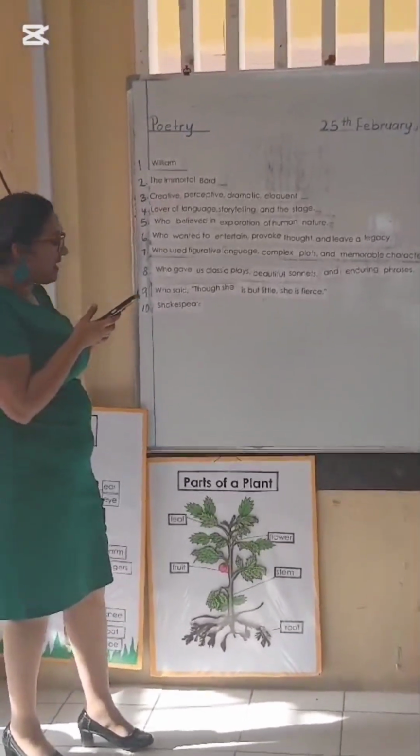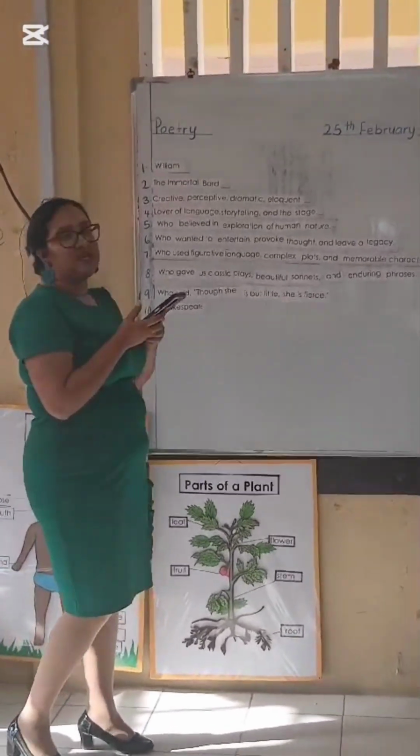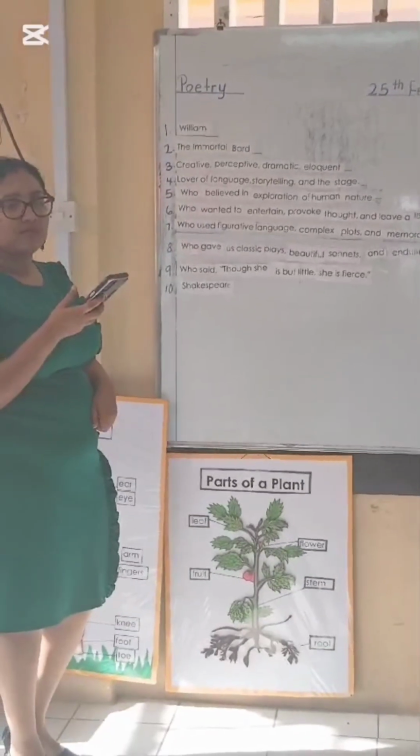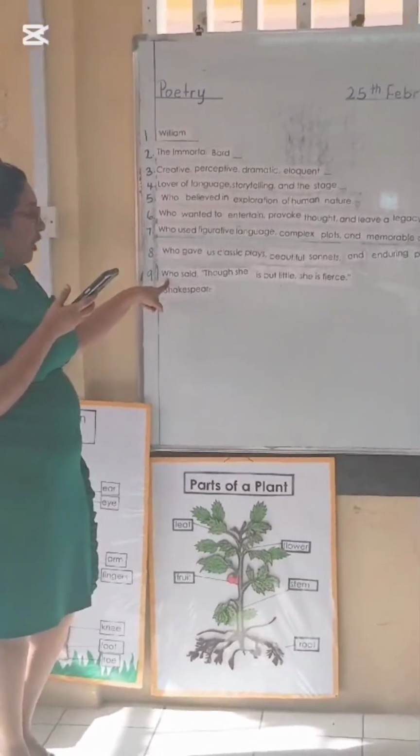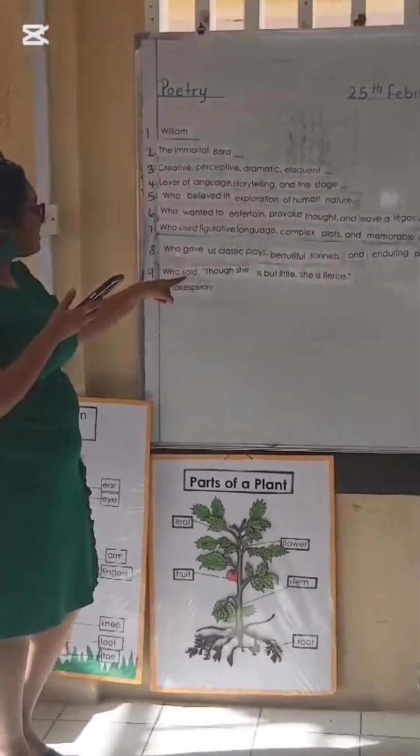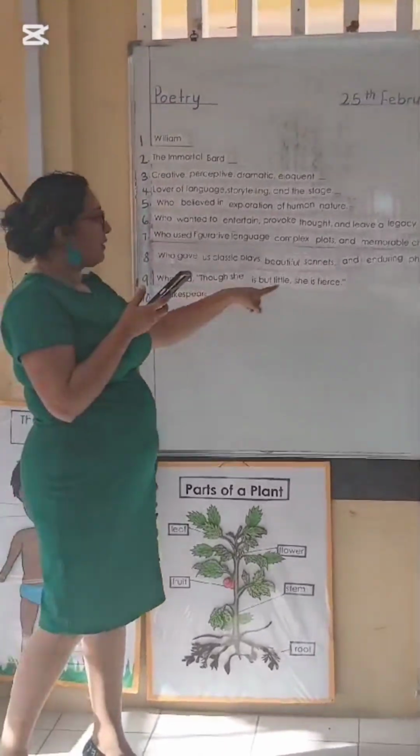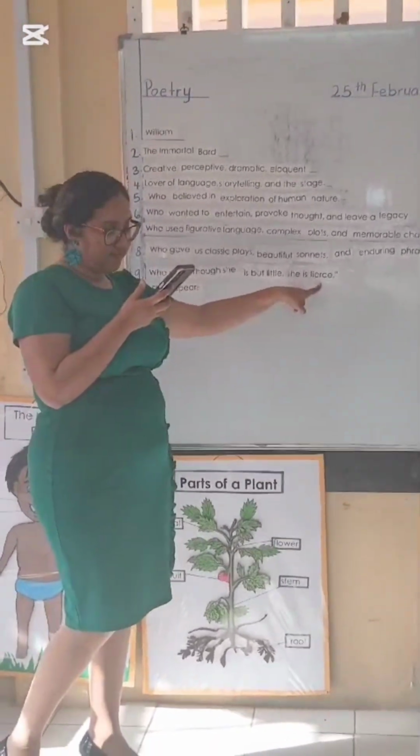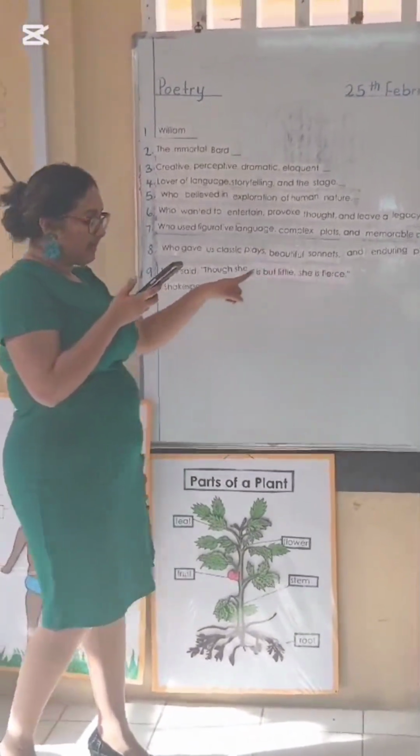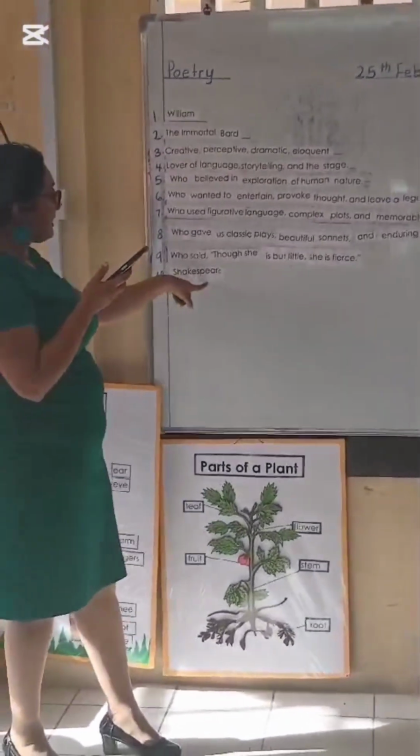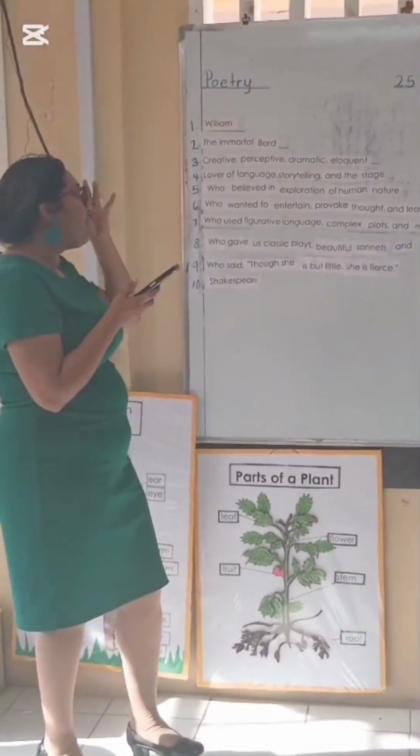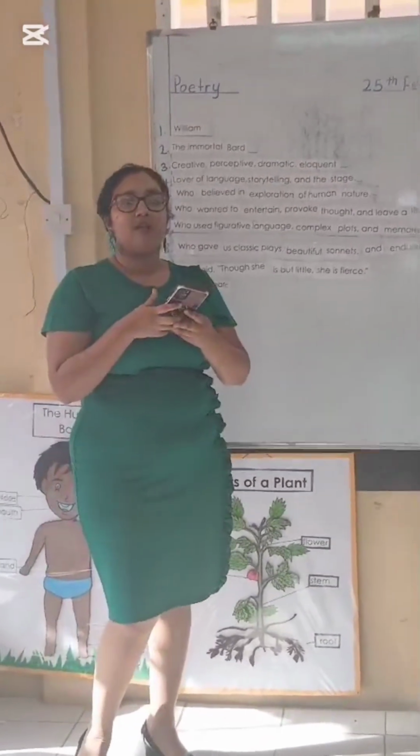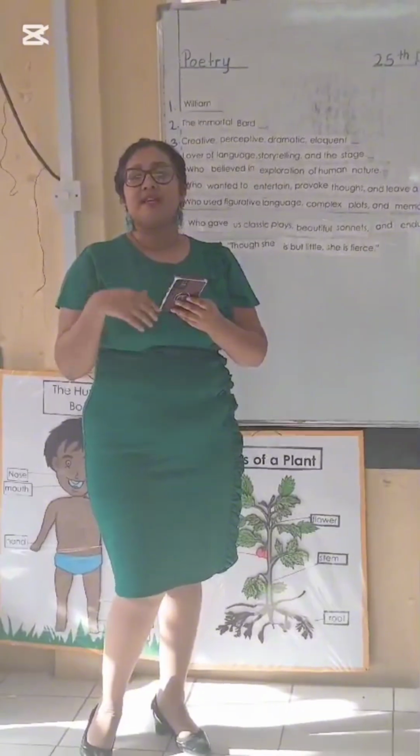Line 9, who said a quote. So line 9 is who said a quote. So William Shakespeare said, though she is but little, she is fierce. Line 10, last name, Shakespeare. So what is our poet's name? We're talking about William Shakespeare. He is a poet.